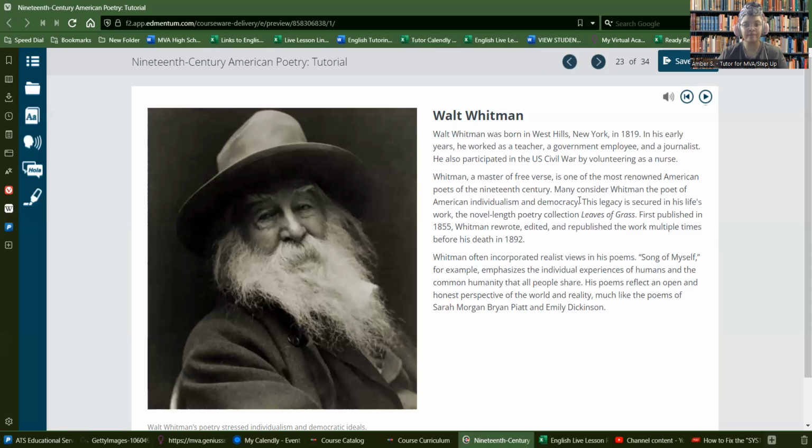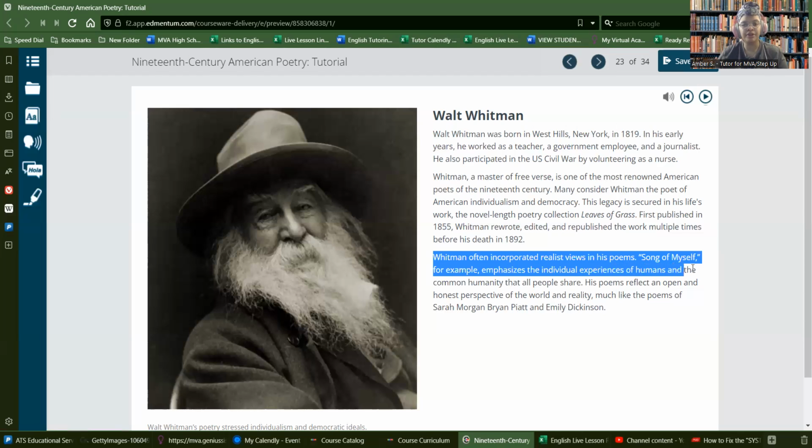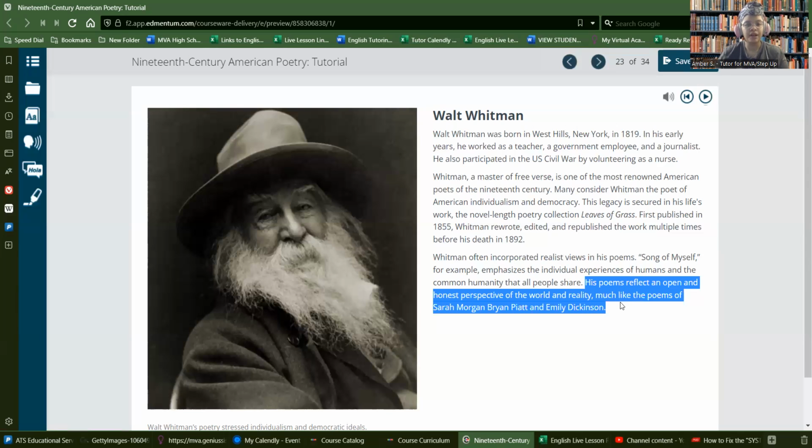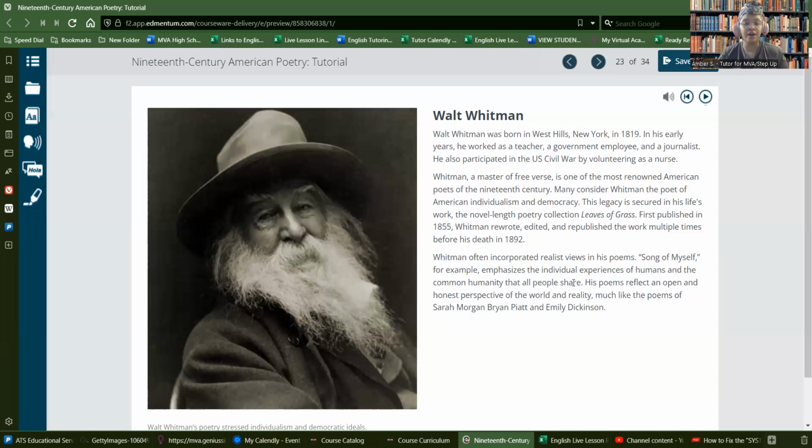So it says here, Whitman often incorporated realist views in his poems. Song of Myself, for example, emphasizes the individual experiences of humans and the common humanity that all people share. And this is a theme that's in a lot of his poems. It says his poems reflect an open and honest perspective of the world and reality, much like the poems of Sarah Morgan Bryan Piatt and Emily Dickinson, something that they all share in common.